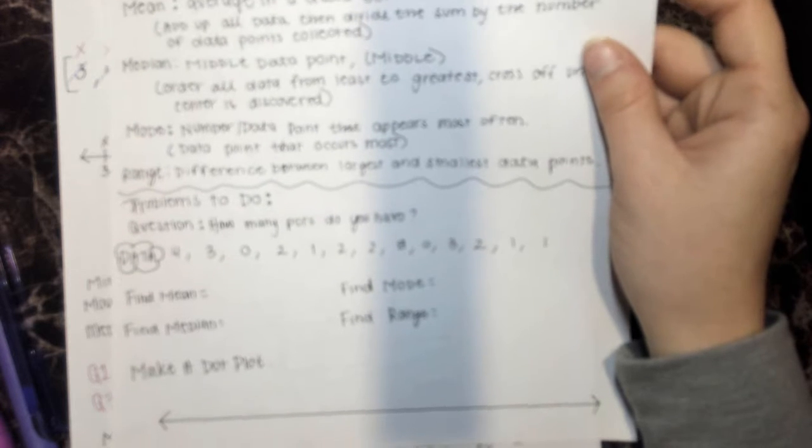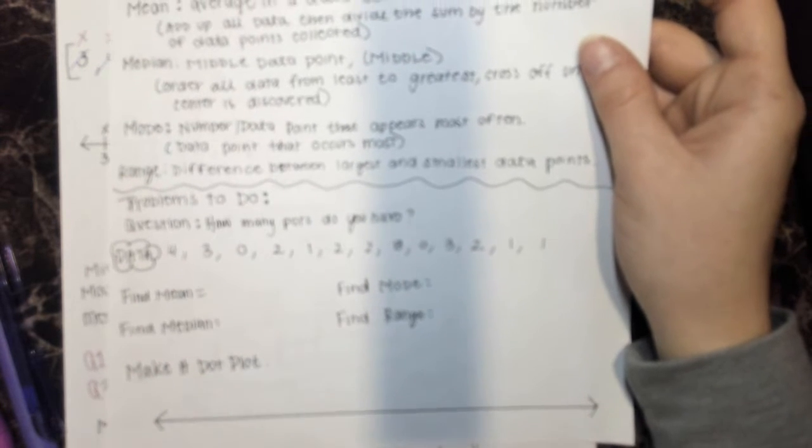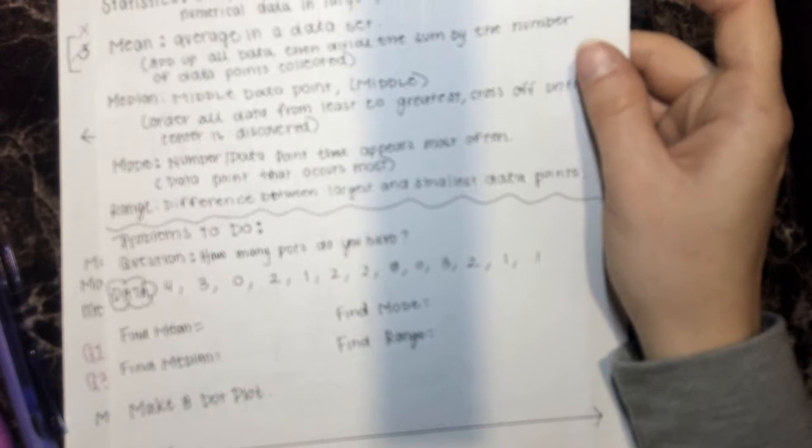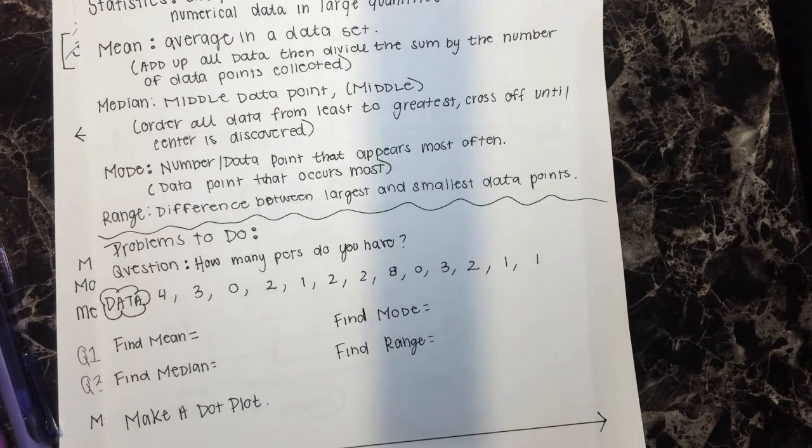If you don't have a printer, you can always just write the data points out, find the mean, median, mode, range, and make your own dot plot. It is perfectly okay to not print this. It's probably better if you don't and you just write it on your own. I just wanted to have it in a document in case that is the way that you prefer.